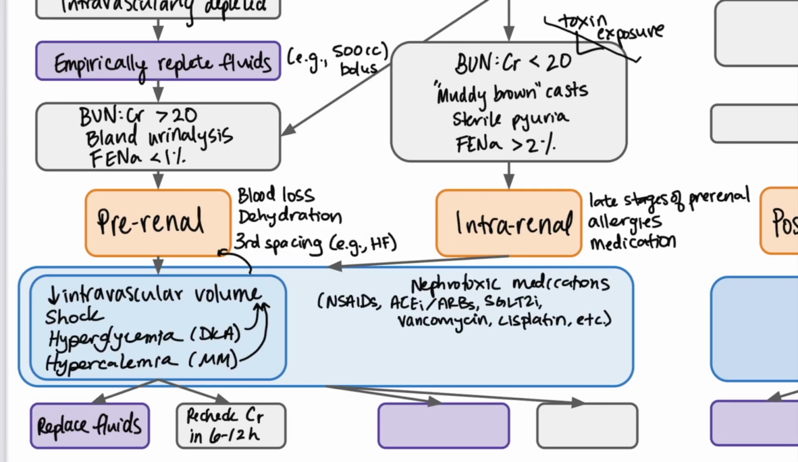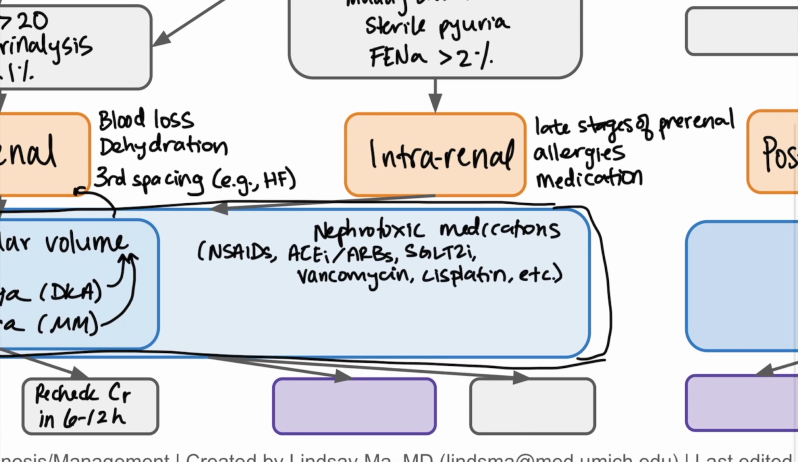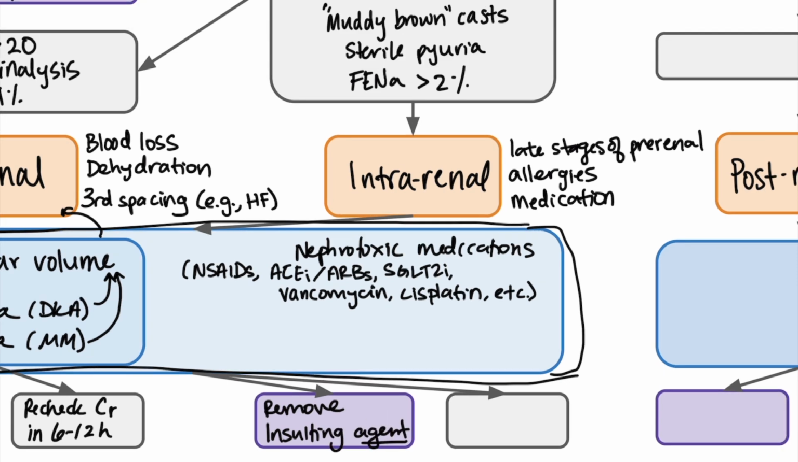Intrarenal AKI could be due to a progression of a prerenal AKI, which is why I have this blue box here extending and including all of the items in the prerenal category. So what is the treatment for intrarenal AKI? Ultimately, it's to remove the insulting agent. The way that I remember that intrarenal is all about the insulting agent is by looking at the first two letters, IN in intrarenal, as well as IN in insulting agent.